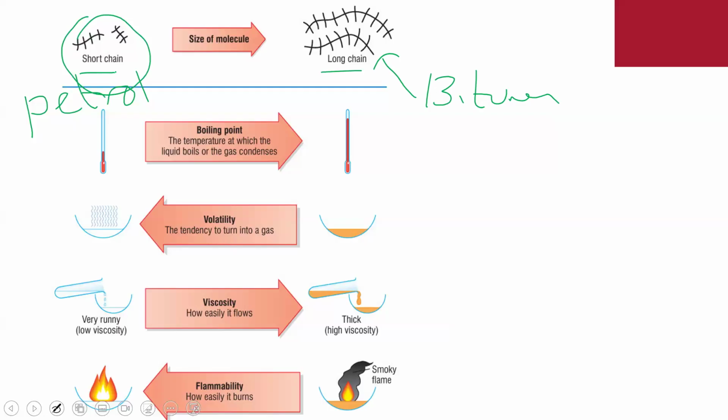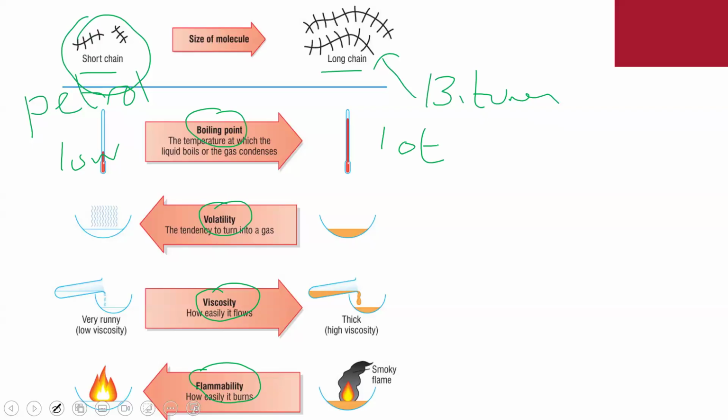And now I'm going to talk about boiling point, volatility, viscosity, and flammability. They are the 4 main terms that they're potentially going to ask you about to do with intermolecular bonds. Petrol has a low boiling point because it has very few intermolecular bonds between the chains. Bitumen has a very high boiling point because it has a lot of intermolecular bonds between the chains. Okay, think about your spaghetti. Bitumen spaghetti, petrol's pasta shells.